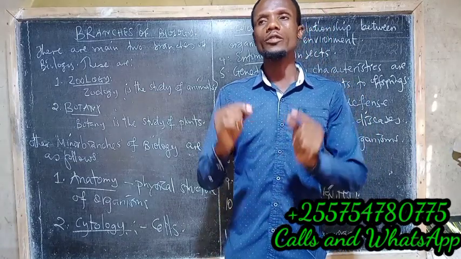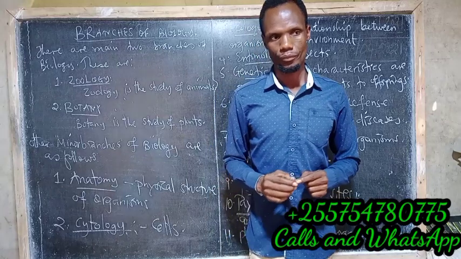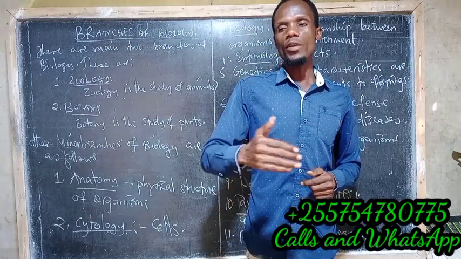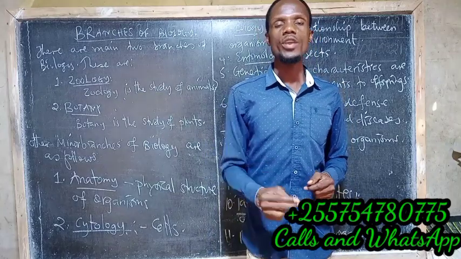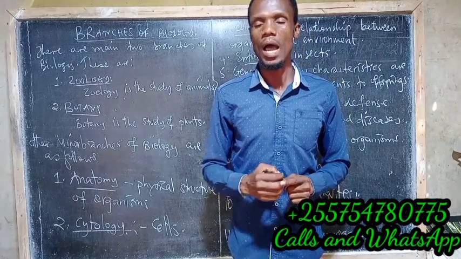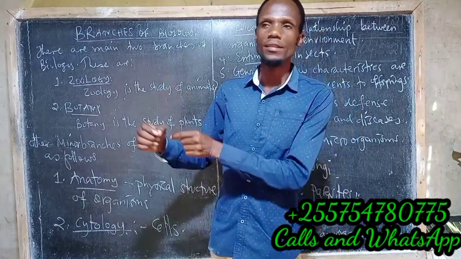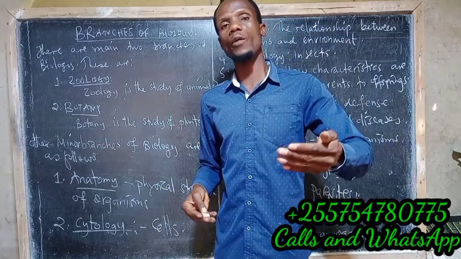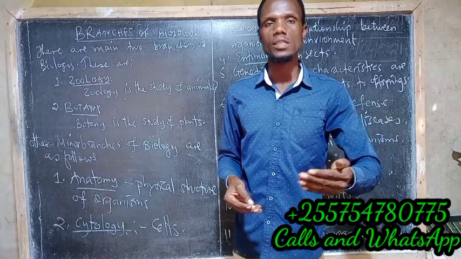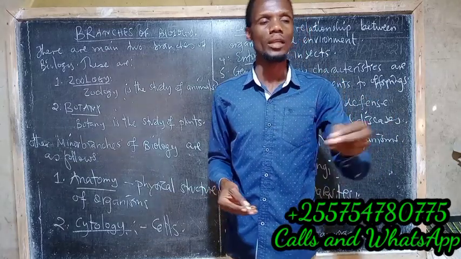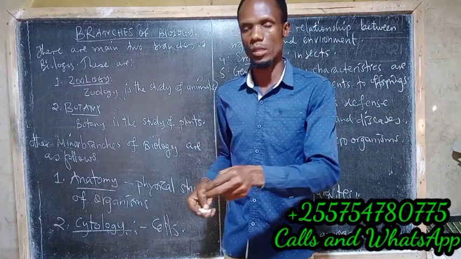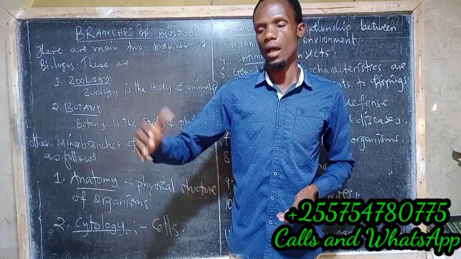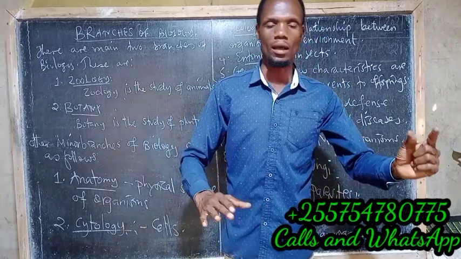Biology ni kujifunza viumbe hai. It's all about learning about living things. If now we are learning about living things, we have two groups of living things. We said we have plants and we have animals. So specifically when we are just talking about living things, we are just discussing plants and animals. Tunapozungumzia viumbe hai, tunamaanisha wanyama na mimea.